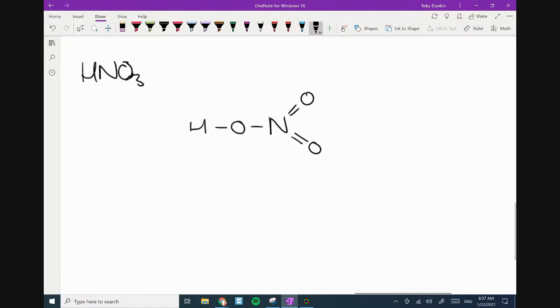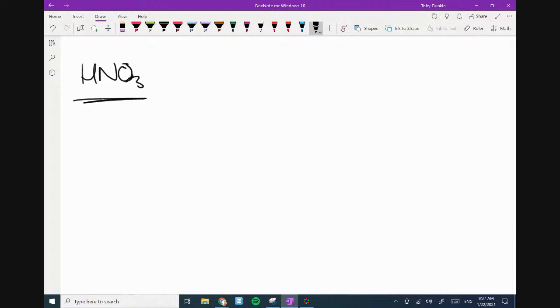You guys should all be able to do the dot and cross for these, yes? If I hadn't drawn that for you, you wouldn't have been able to draw that, would you? No, you see, you should be able to do that. They can give you just the formula and say, draw the dot and cross. What you have to do is draw a dot and cross diagram.